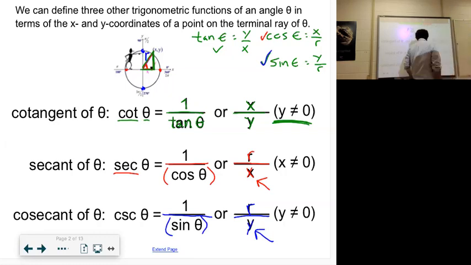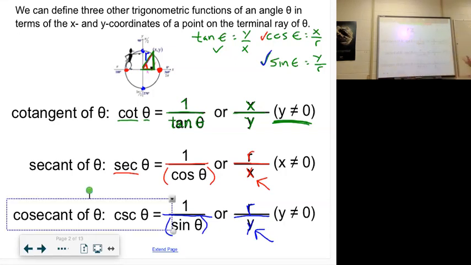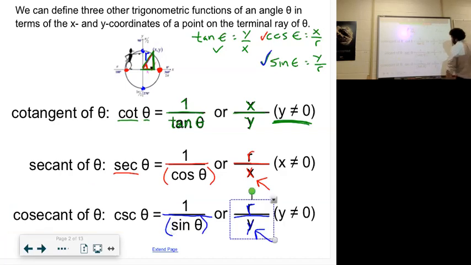So again, any angle that terminates in the circle where the y-coordinate is 0, that would be 0 degrees or 0 radians, or 180 degrees or pi radians, and a full rotation would take you back to 360 degrees or 2 pi radians. In other words, any angle that terminates on the x-axis will have an undefined value for the cosecant function, because you end up with a variable in the denominator, and y cannot equal 0, which would also mean that the sine of theta could not equal 0 for this function.